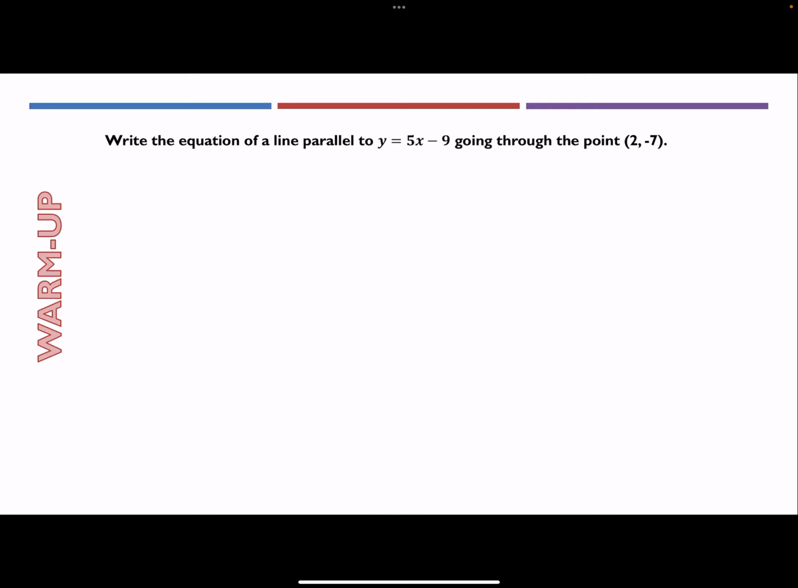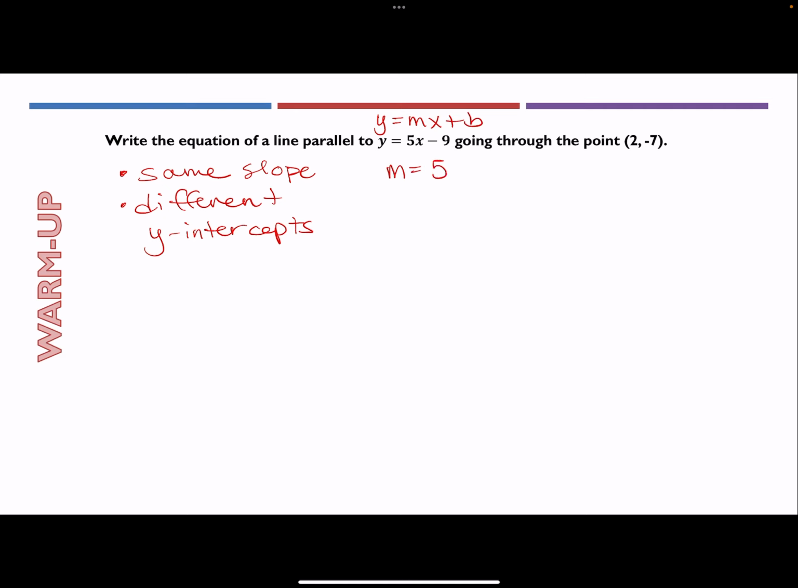All right, so we want the equation of a line parallel to y is equal to 5x minus 9 going through that point, 2 comma negative 7. So remember, what do we know about parallel lines? We know that they have the same slope, and we know that they have different y-intercepts. So we know this is y equals mx plus b. So we know that the slope is going to be 5. And we know that the y-intercept is not negative 9, right?